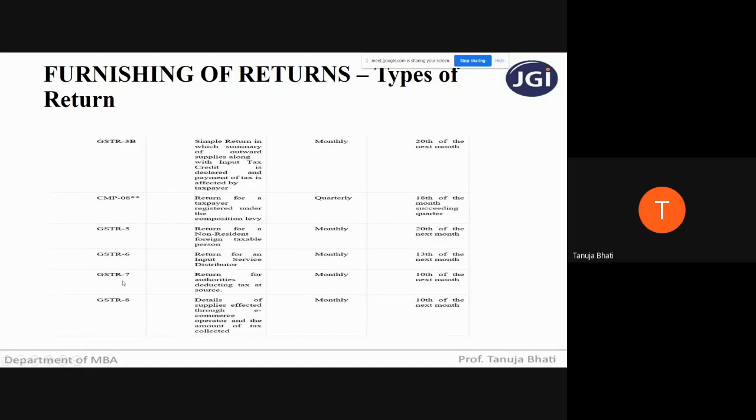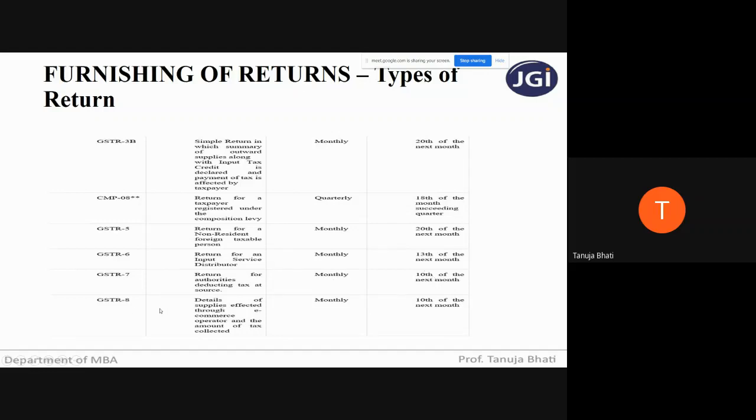Next, GSTR 7. It is required to be filed by persons who are required to deduct TDS, that is tax deducted at source, under GST. Again, this return is going to show the liability payable and the TDS refund to be claimed, if any. That has to be shown by persons who are deducting TDS. That is again a monthly return. Due date is 10th of the next month.